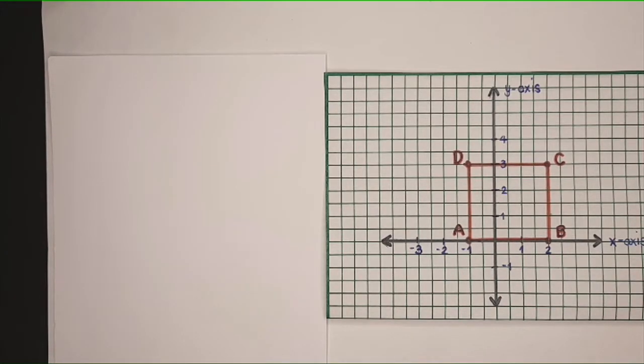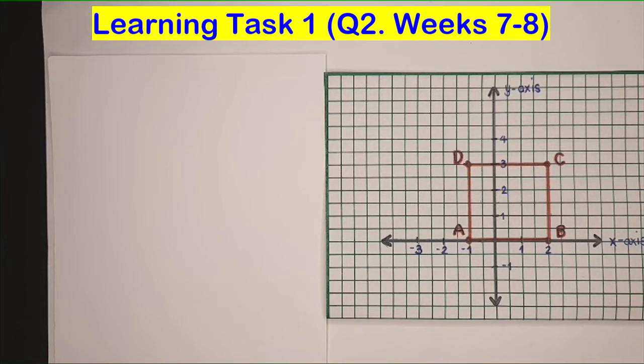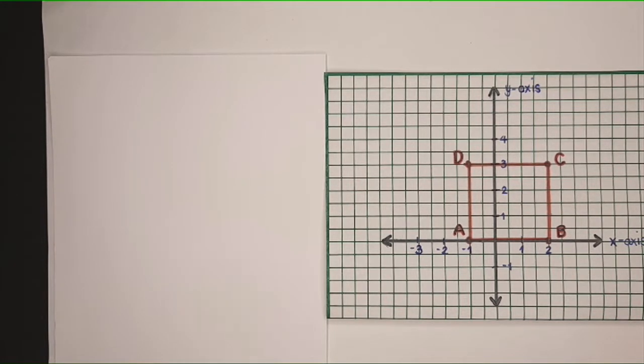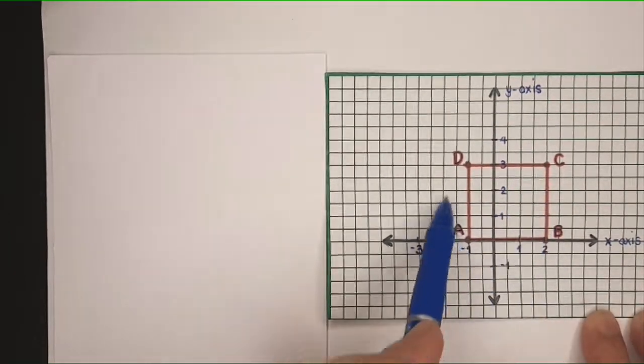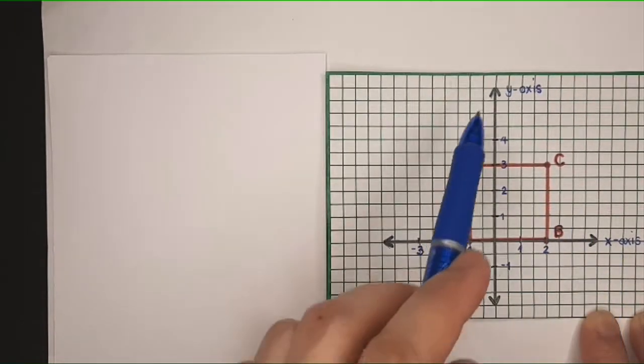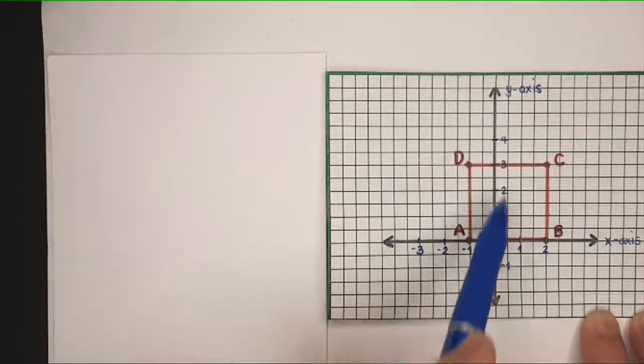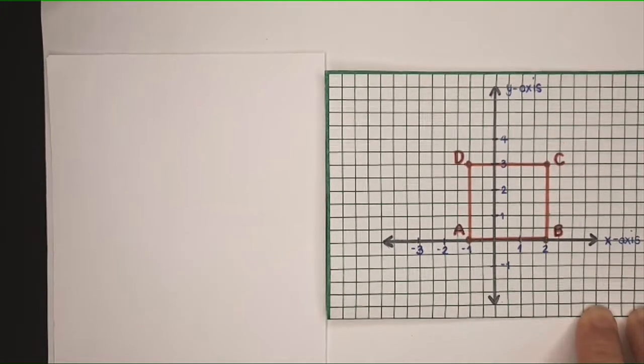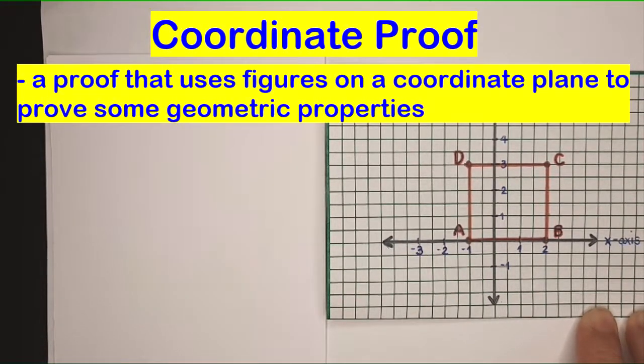Actually, I get this figure from learning task 1 of weeks 7 to 8 of your module. As you can see, it is clearly a square. But we have to prove that this is really a square using the distance formula. The proof that uses a geometric figure on a coordinate plane, the x, y plane or Cartesian plane, whatever you like to call it, is called a coordinate proof.